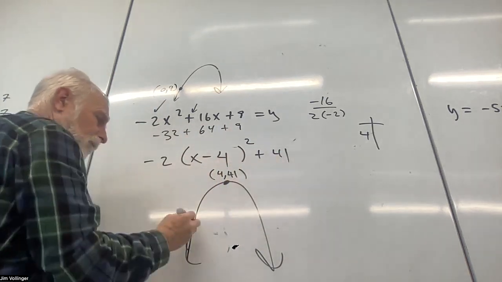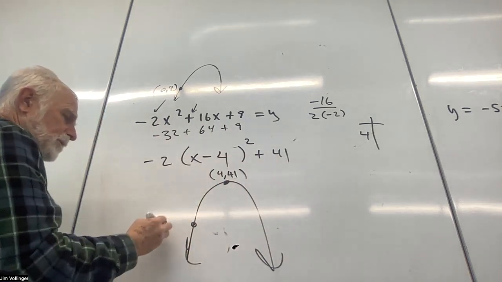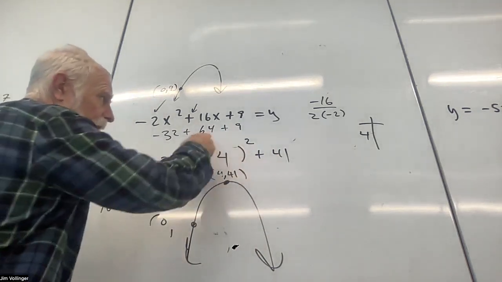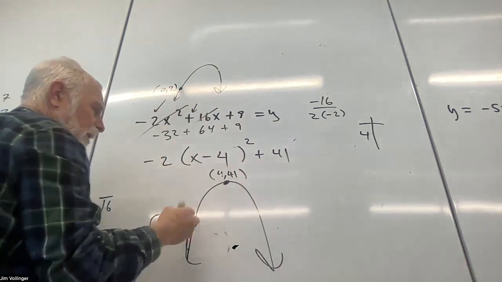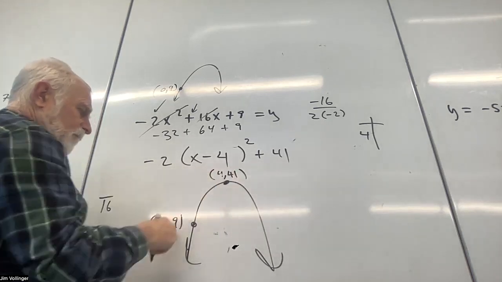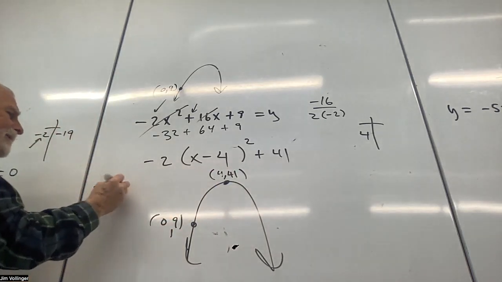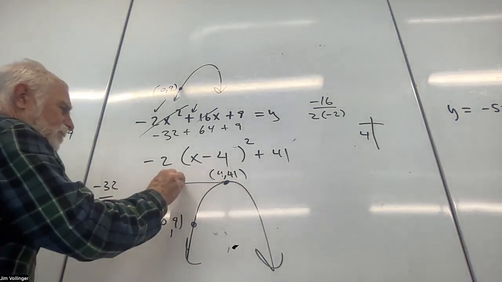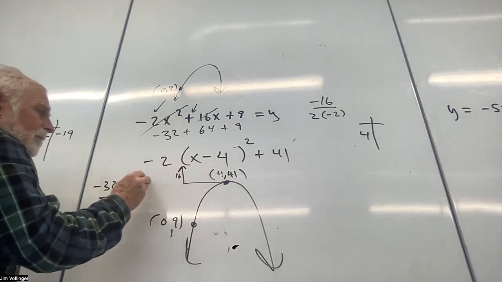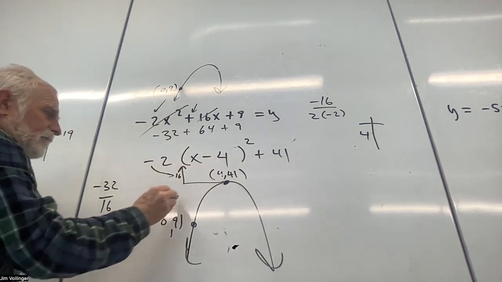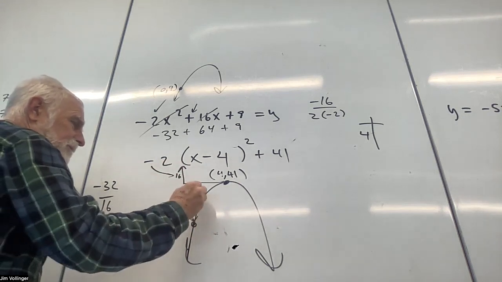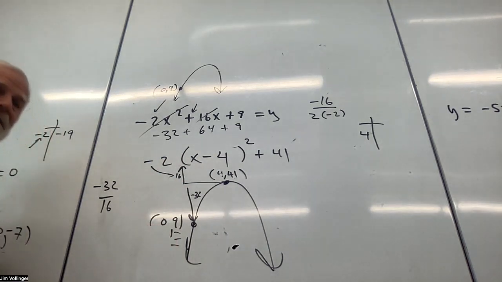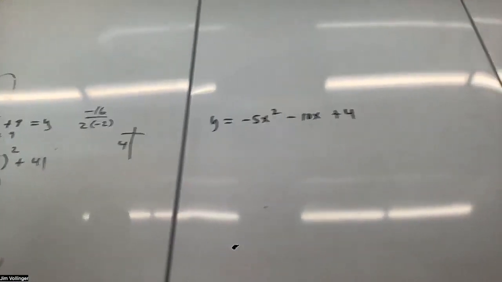0 is to the left of 4. And the squared change from 4 to 0 is 16. But I know I'm going to go to 0, 9. How do you get from 41 to 9? You go down 32. If I went over 4 units, I should actually go up 16. But if I multiply that square change by negative 2, I actually go down 32 units. Take 32 away from 41. Yeah, that's nailing it.